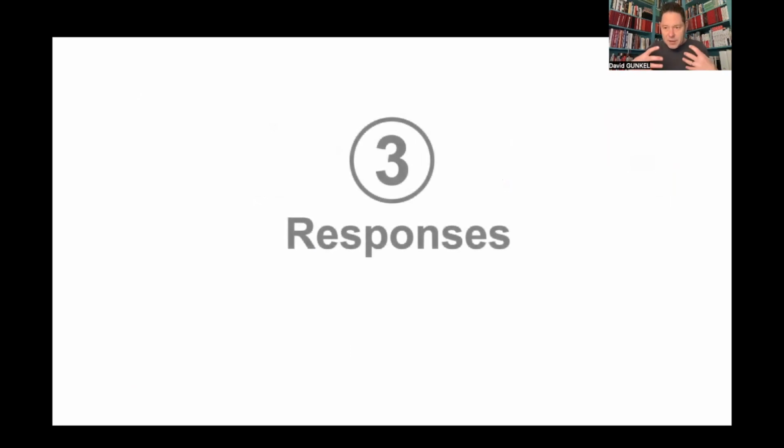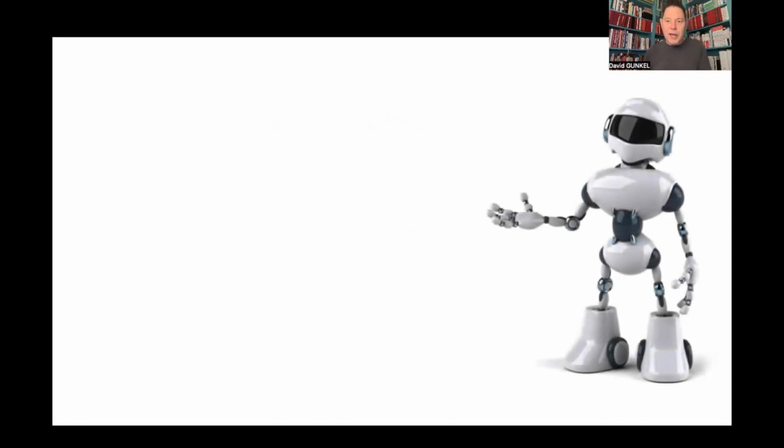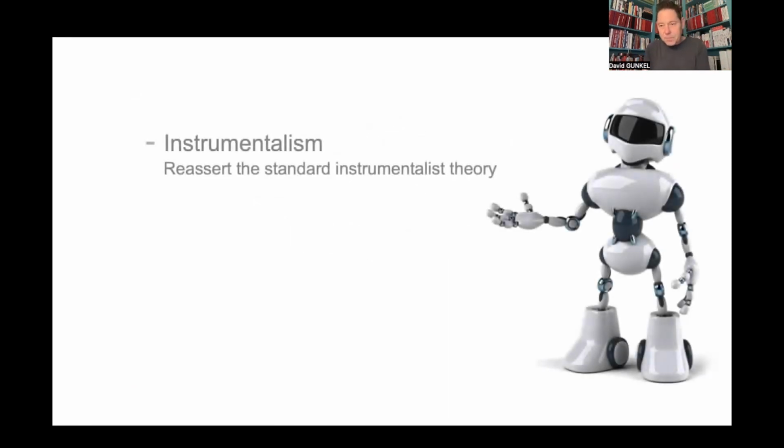So given these new algorithms, this new normal I'm talking about, what are the possible responses we could have? And this is where AI ethics really begins to fill out the picture. So in response to these challenges, we can go back to instrumentalism and reassert the standard instrumentalist theory and say, no, no matter what, they're just tools. That's kind of what Google was trying to do with Blake Lemoine.